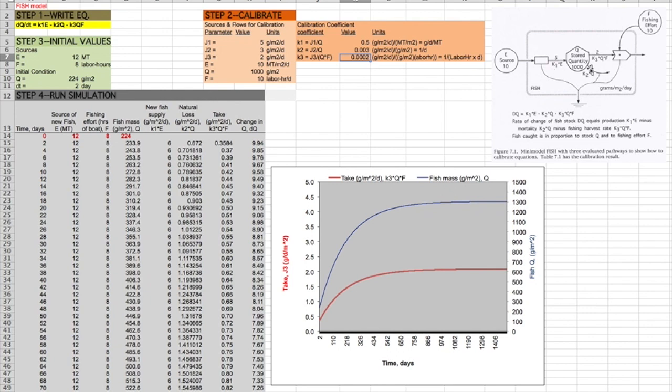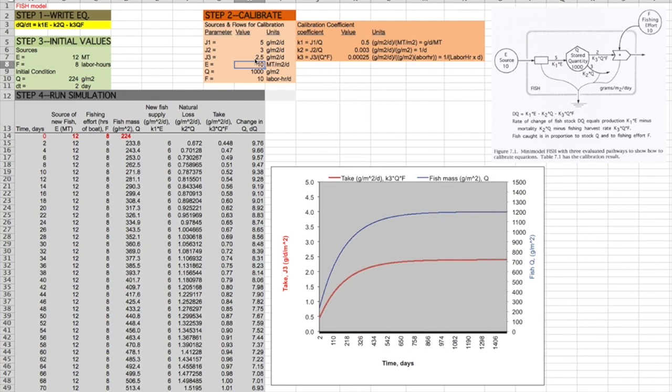And this value is 0.0002 per labor hour per day. Or we could look at the diagram and say basically when we have an effort of 10 and a population of 1,000 grams, we're taking 2. What if we were able to take slightly more, let's say 2.5 rather than the 2? This should change our K3 value, and it did. This is basically assuming that we're a little bit more efficient, 0.5 out of 2 or 25% more efficient to take. Well, what did that do to the simulation?